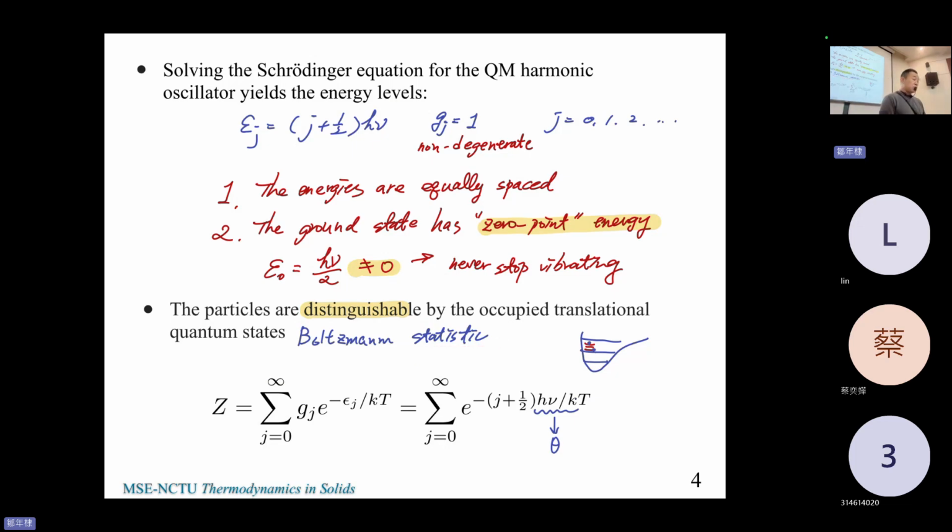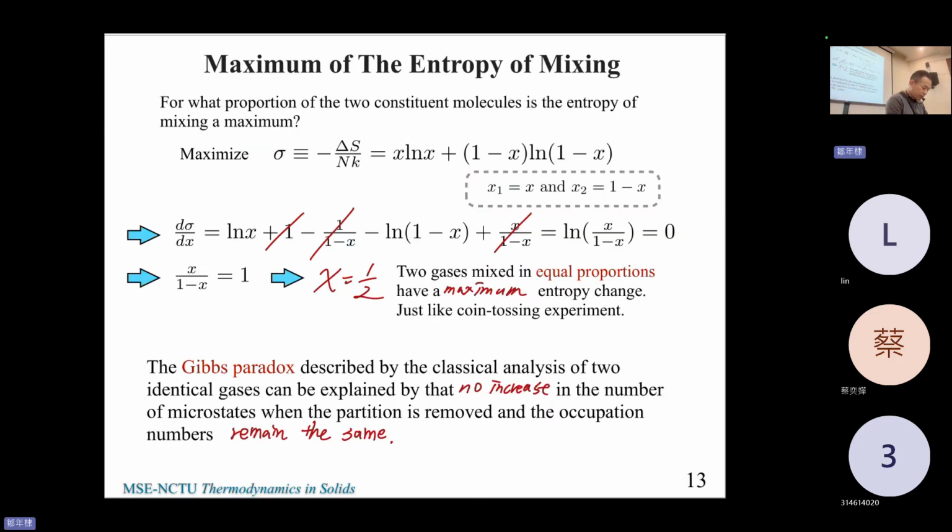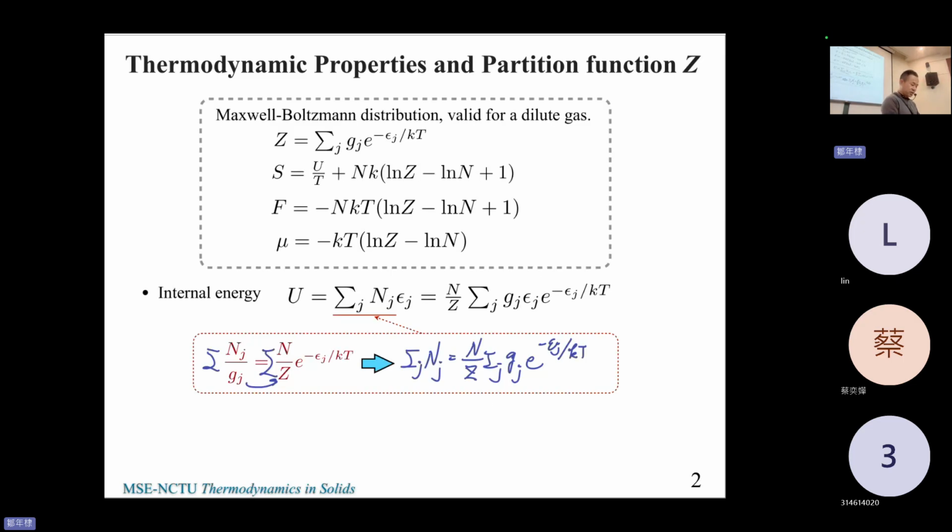So you see that when we talk about chapter 7, we determine a lot of Z, S, F, mu, and don't forget, this is so important. Another important thing I want to mention again and again.